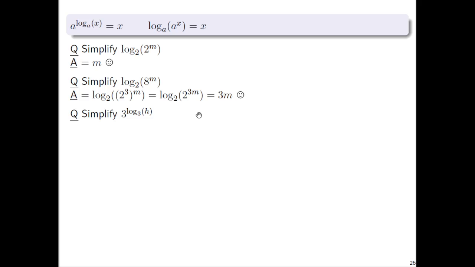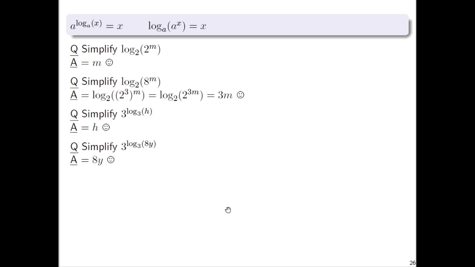What about simplifying 3 to the power log base 3 of h? Well, that looks like this, and so 3 is a, x is h, and we just get h. Well, that one was too easy. So let's take a look at something a little more challenging. Log base 3 of 3 to the power log base 3 of 8y. Really the same deal. The 3 is the a, x is 8y, and so we just end up with 8y. That one's maybe too easy.